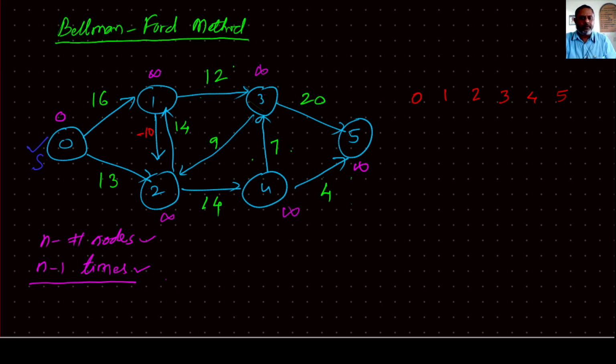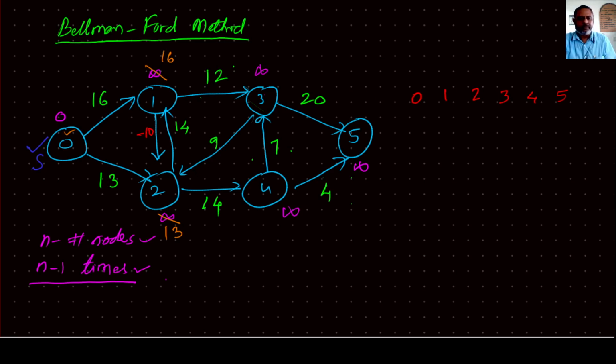From the source we can go to 1, which makes the distance 16. From the source we can go to 2, that makes the distance 13. Earlier they were infinite, so they get replaced with these new values. Then we have 13, so the source's work is over: 13, 16, infinite, infinite, infinite.